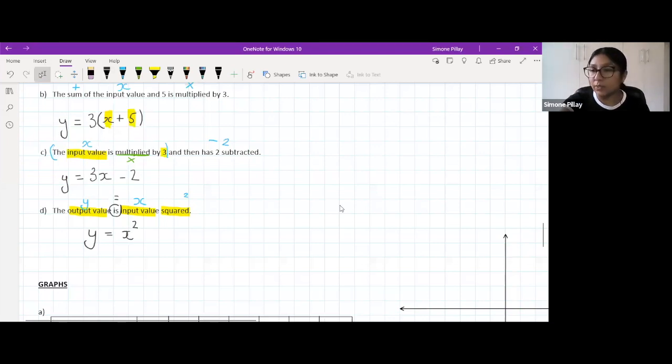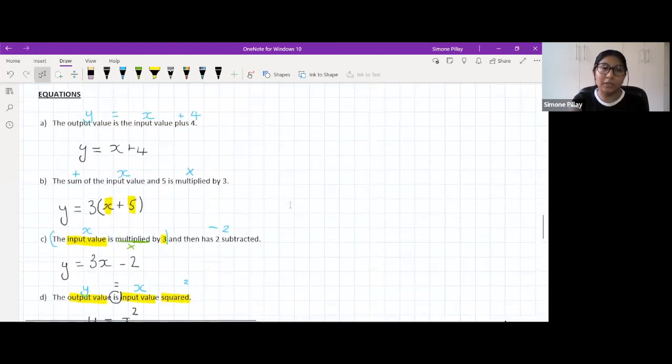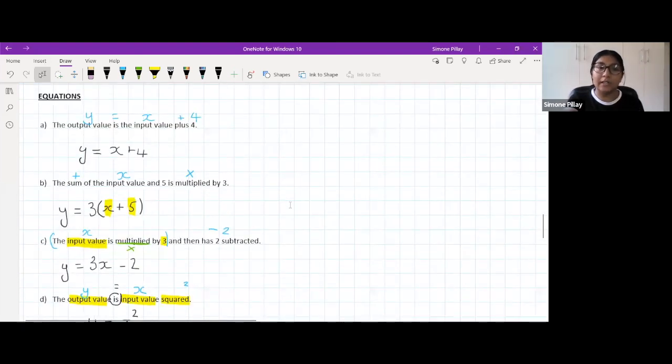Is it okay if we don't put the brackets? It depends on the equation that you are doing. If your brackets are necessary to show BODMAS, then you would have to put in your brackets, like in B over here, because my 3 is being multiplied with my x and my 5.